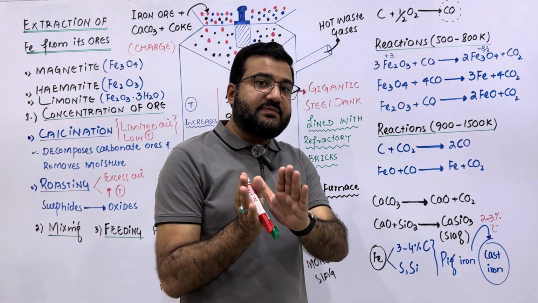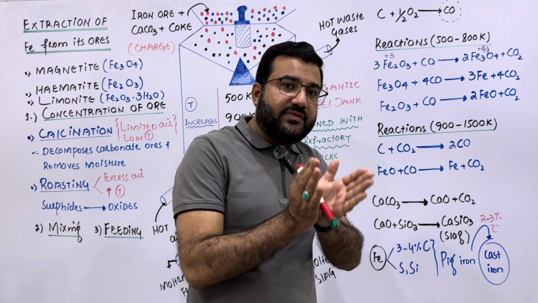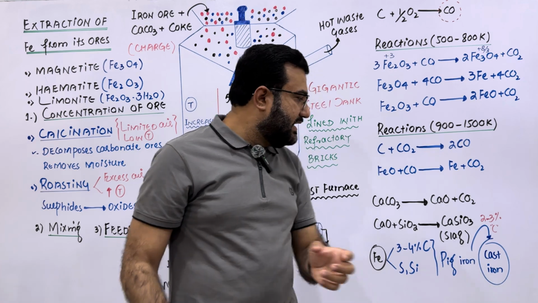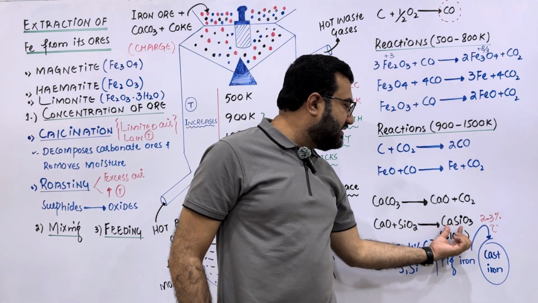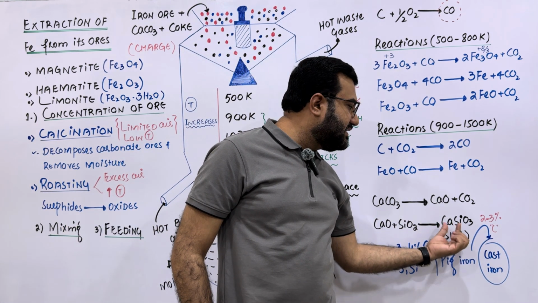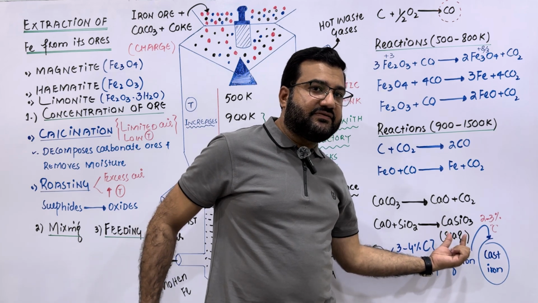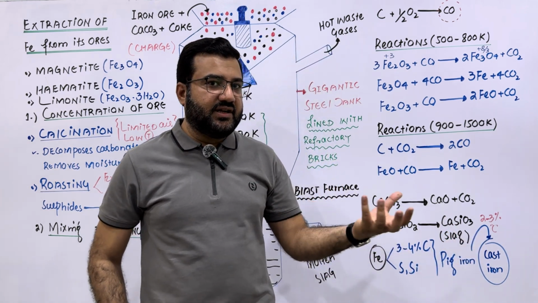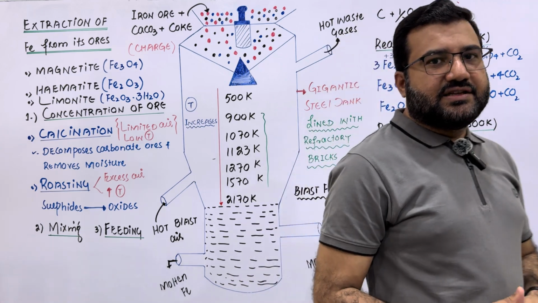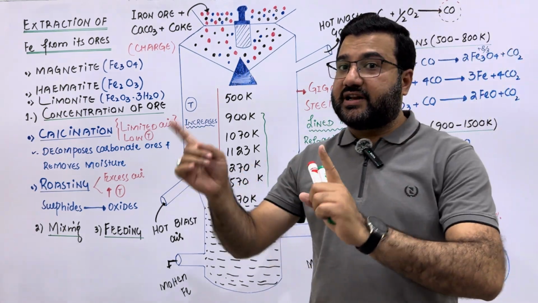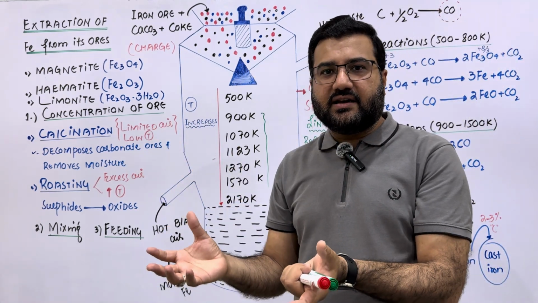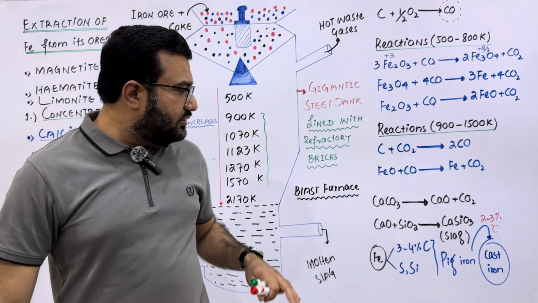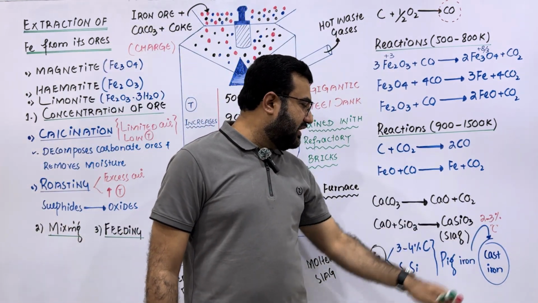Slag is a waste material of the furnace, but sometimes slag is very useful for other industrial processes. Just like in this case, this calcium silicate is a slag, a semi-solid waste of the blast furnace, but this calcium silicate can be used in the glass industry for the manufacturing of glass. So slag is the waste of the furnace. It is not something useless that you can throw away just like that. So slag is sometimes used in some other industries.